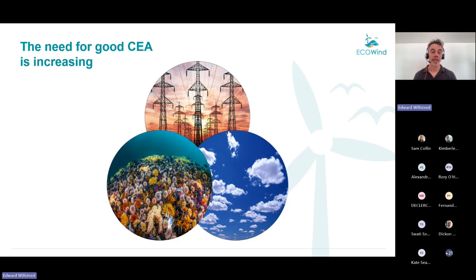And the need for good CEA is increasing. Development is not slowing down, and CEA is essential to support resolution of the three-part policy trilemma as we seek to protect and restore biodiversity, to address climate change, and to move towards secure, low-carbon energy generation.